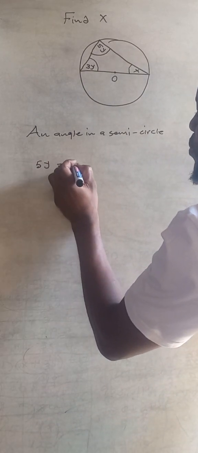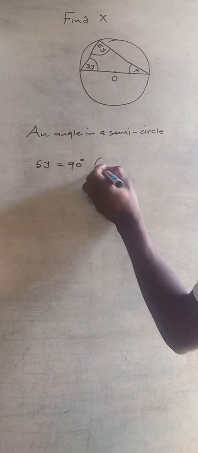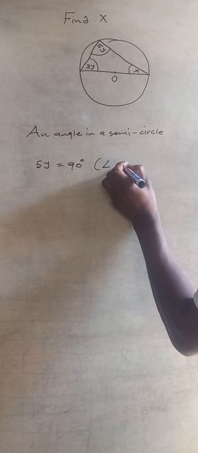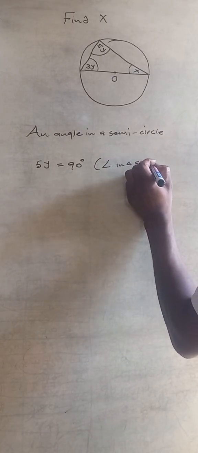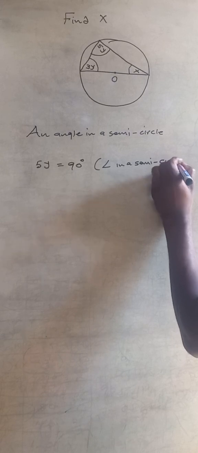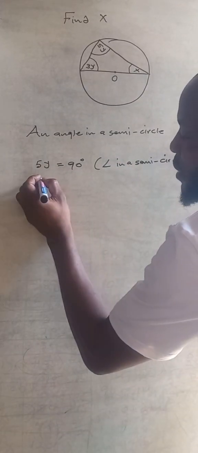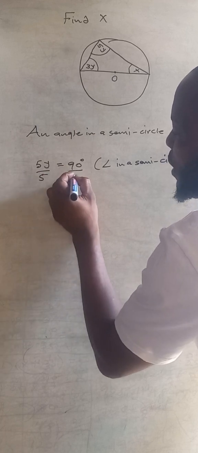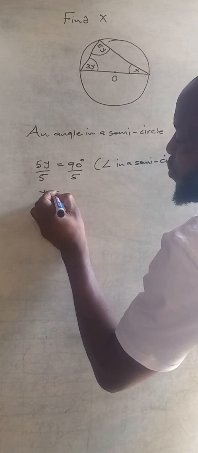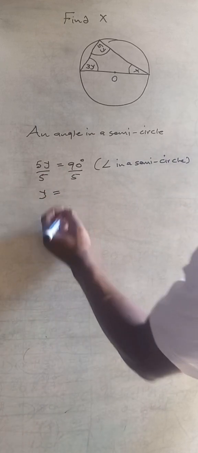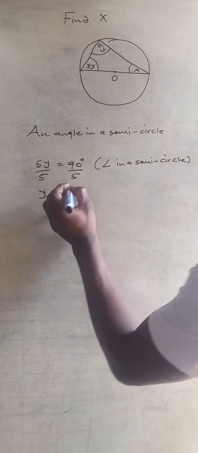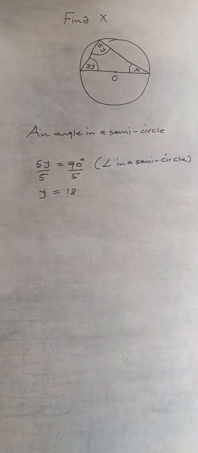Therefore, 5y is equal to 90 degrees. What is the reason? The reason is the angle in a semicircle, right? Therefore, if we divide both sides by 5, we get that y is equal to 18.